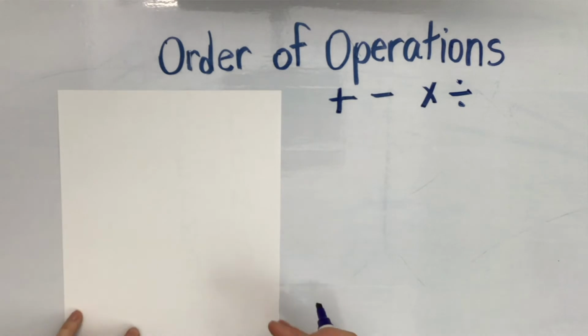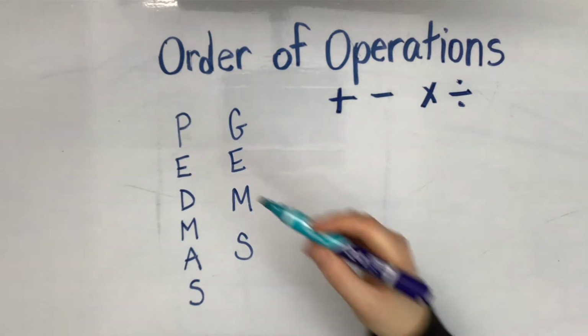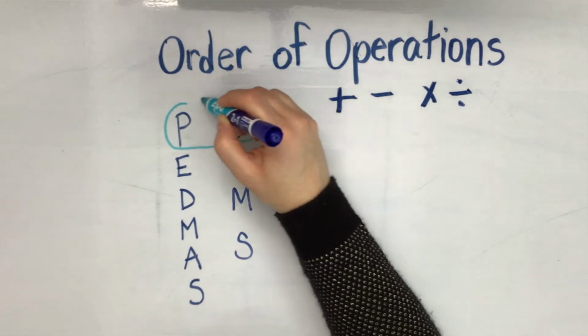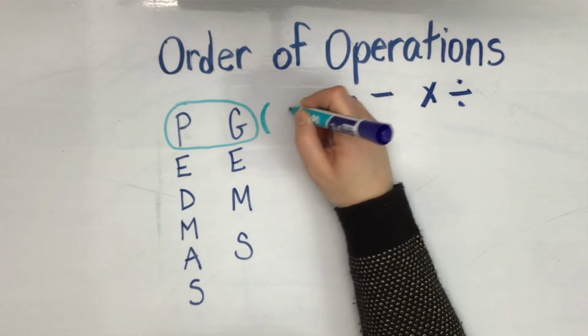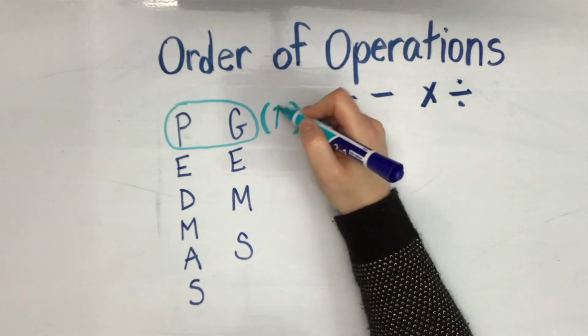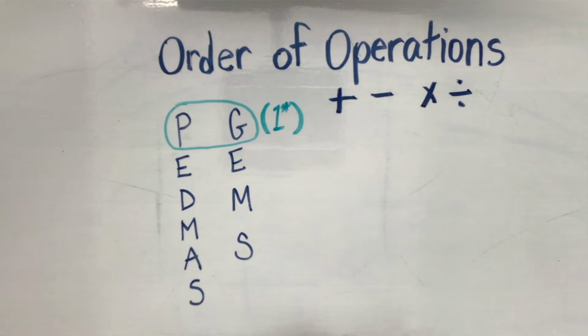You may have seen some acronyms before, such as PEMDAS, GEMS. These are just handy little tricks to help remind us what order we need to do things in. So the P for parentheses or G for grouping, they both mean that that is a type of thing you need to do first. If you see operations that are written inside brackets, you must do it first. Okay, so brackets, parentheses, groupings, that means do this first.